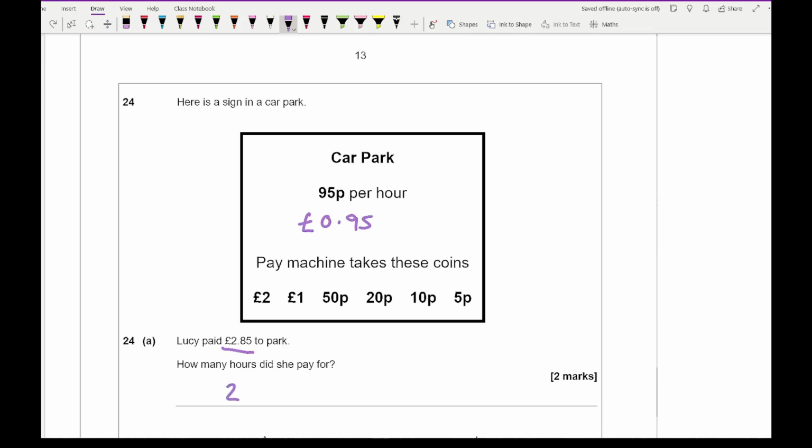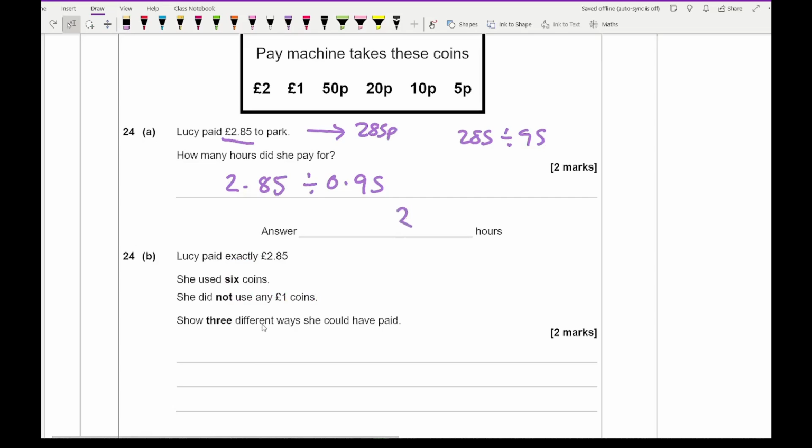So then if I do 2.85 divided by 0.95, alternately, I could have converted it into pence. So that's going to be 285 pence. So if I do 285 divided by 95, it's going to give me the same answer, which is 3.